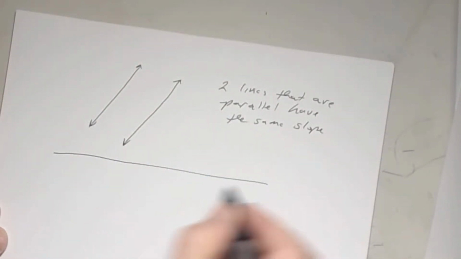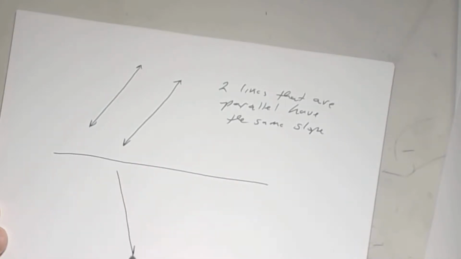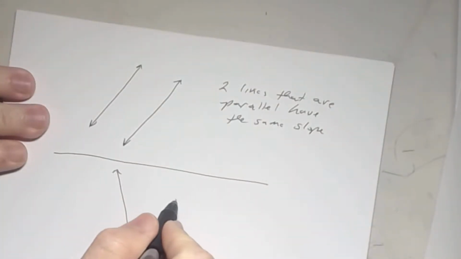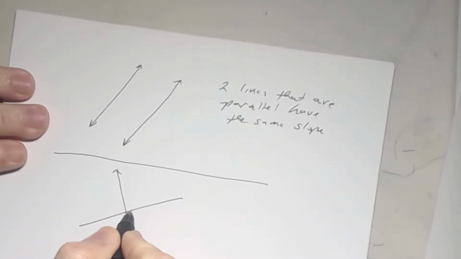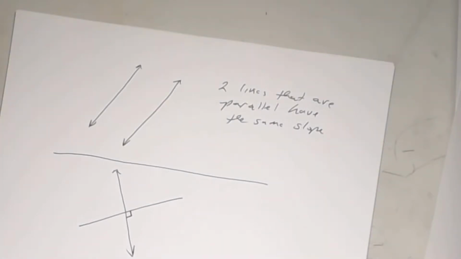If 2 lines are perpendicular, now just to remind you of something you probably forgot from high school geometry. If you have 2 lines that are perpendicular, the perpendicular indicates that they intersect and they form what kind of angles? Right angles. That's what that means. So if you have 2 lines that are perpendicular, they intersect and they form right angles. That's what perpendicular means.